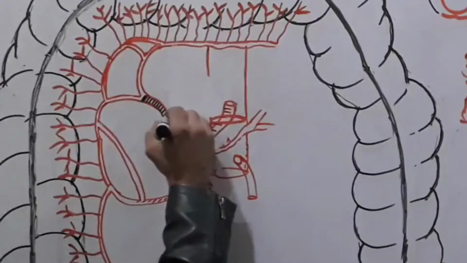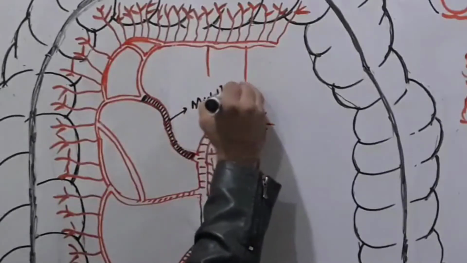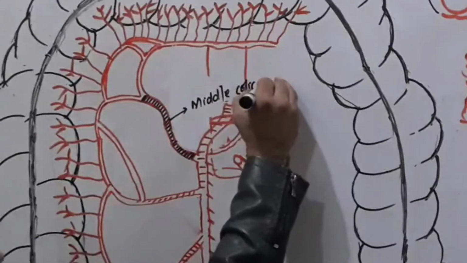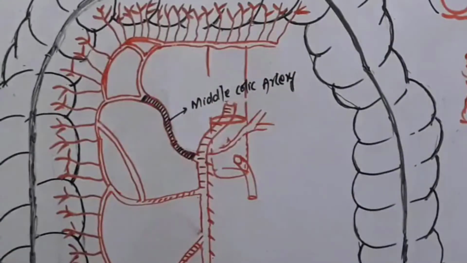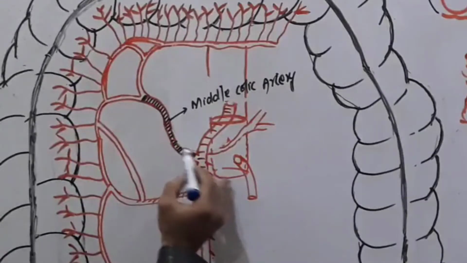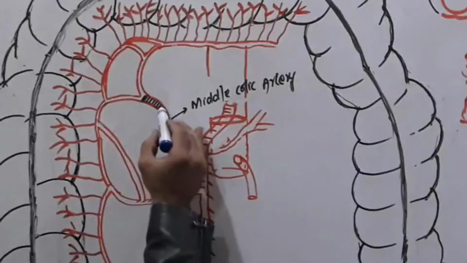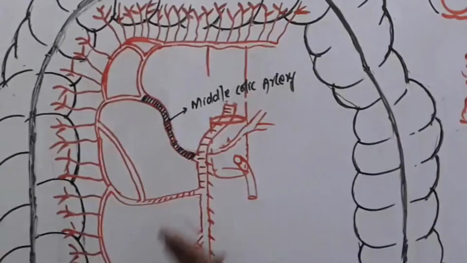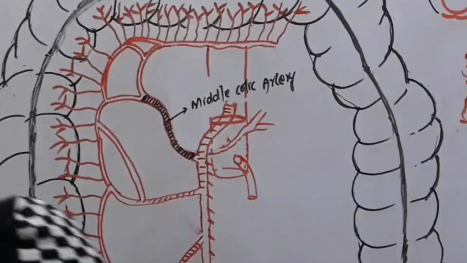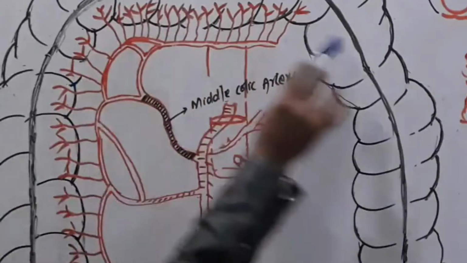So let me name it here: middle colic artery. Clear? First of all, let me clear all points regarding this artery. Look carefully. This artery separates from the branch of the superior mesenteric artery and goes up superiorly towards the ascending colon and the transverse colon.